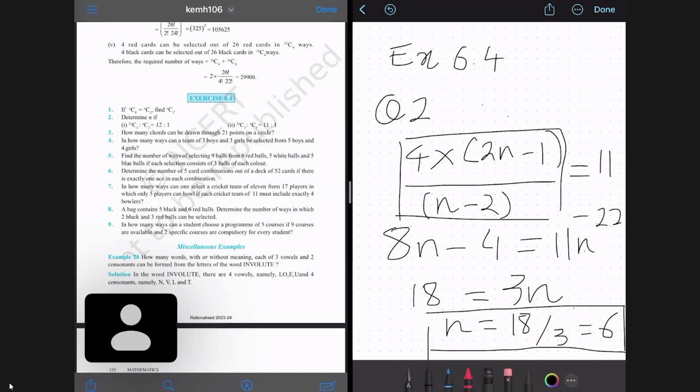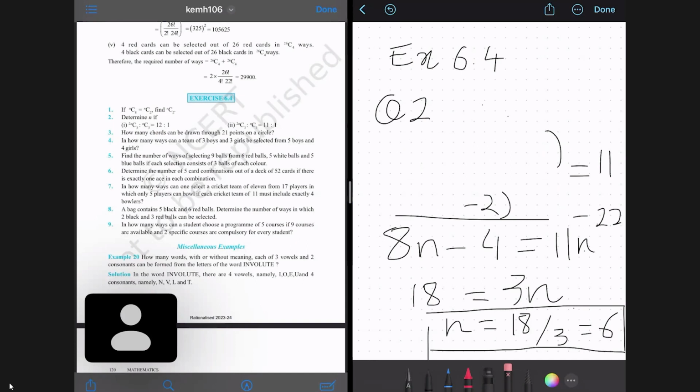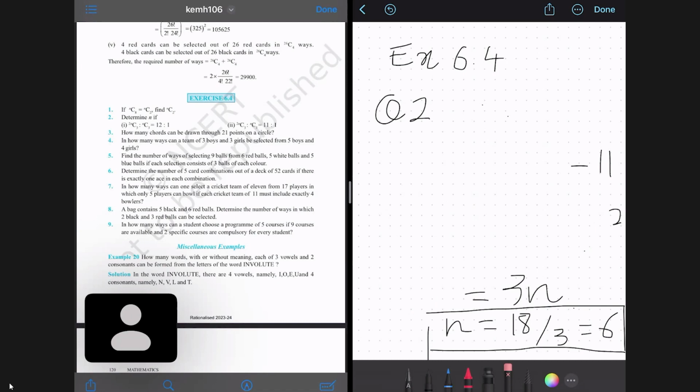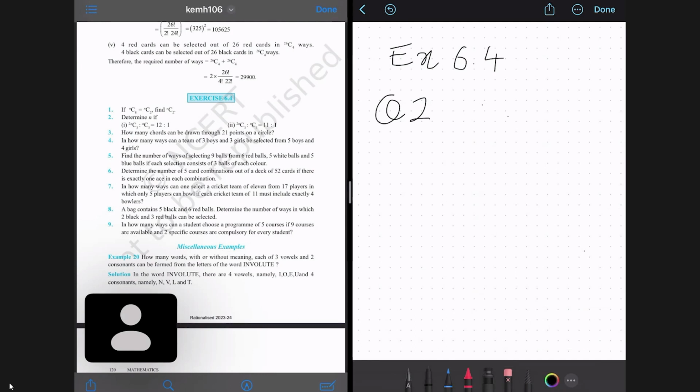So moving on to question number 3. Each and every other question on this exercise is a fairly straightforward application of the formula of nCr, and you're going to see that we are going to skim through the next questions, because they are not going to be very hard. So the next question asks of us, how many chords can be drawn through 21 points on a circle?